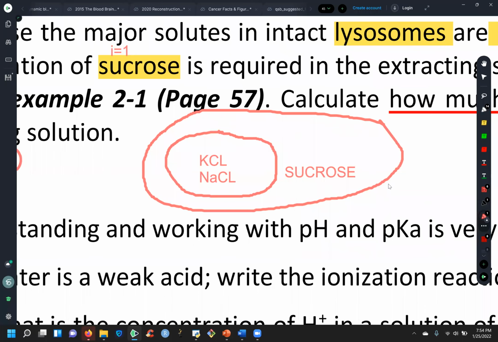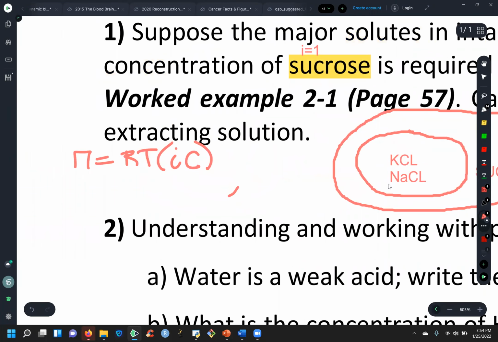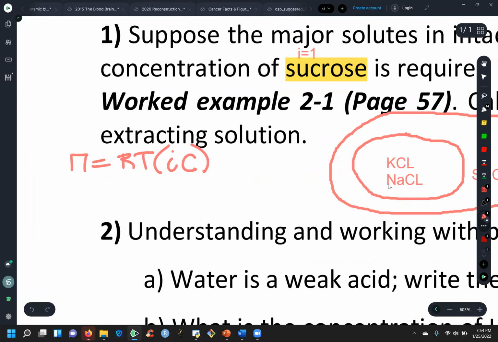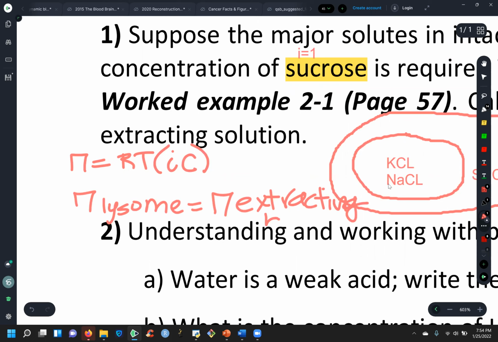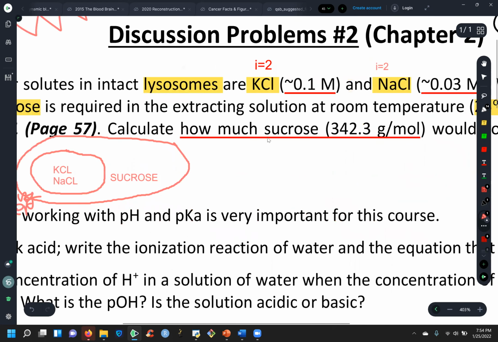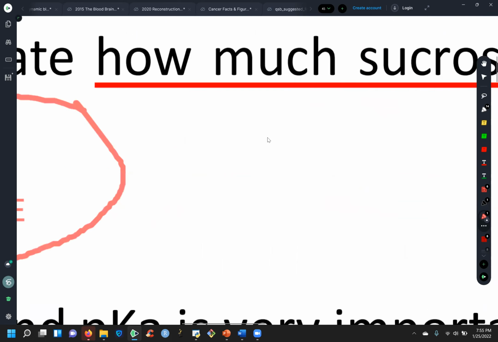The first thing we have to remember is that we just determined the osmolarity of the lysosome has to equal the osmolarity of the extracting buffer. That's going to make these calculations easier, because the osmolarity has to be the same, because we want this to be an isotonic environment. Now I'm going to walk you through the math.